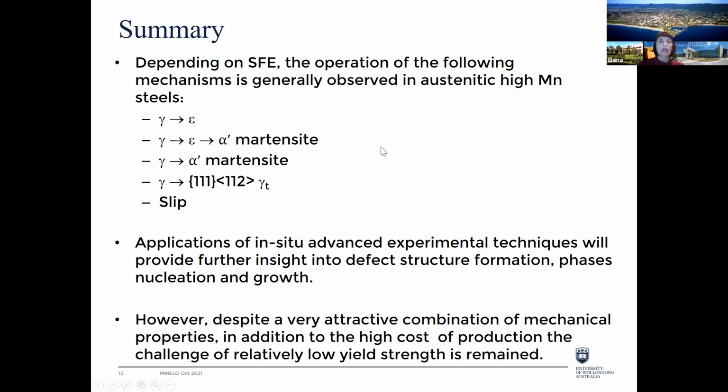And also twinning could take place if we have higher stacking fault energy than in the situation when only Martensite transformation could occur. What I would also like to point out is that despite these materials having very attractive strength and ductility properties, yield strength remains pretty low. So for a lot of applications, the demand will be to increase yield strength but maintain the good ductility and formability in these materials. So now I will be moving to titanium alloys.